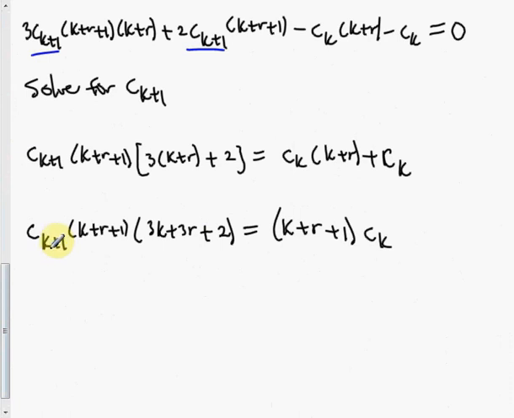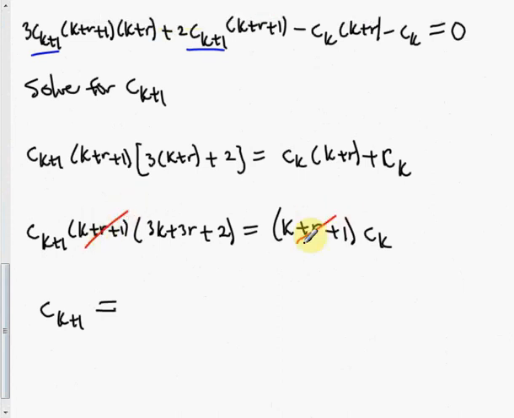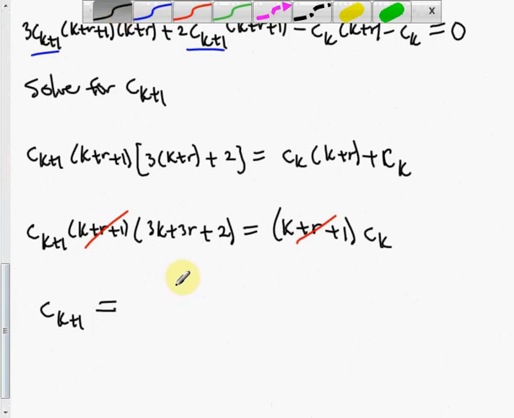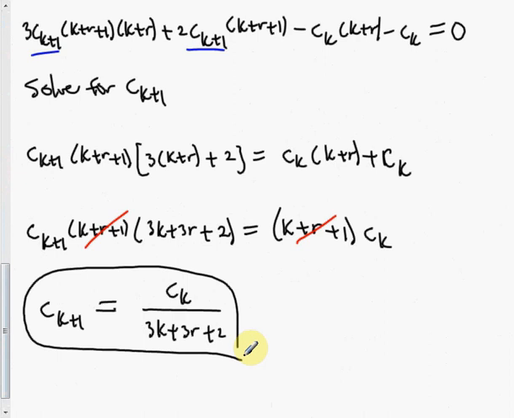So we're going to get c sub k plus 1 by itself. When you do that, we just divide both sides by k plus r plus 1, and then divide both sides by that 3k plus 3r plus 2. Now, when you divide, notice that those guys right there cancel out, right? That makes it easy for us. So all we have left is c sub k divided by 3k plus 3r plus 2. Well, that's our formula. Okay.